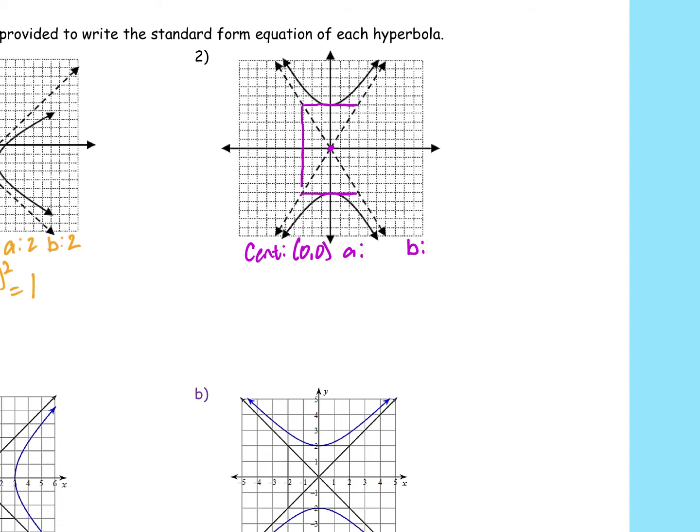asymptotes, because the asymptotes go through the corners of the rectangle, which makes it really easy to find out where it's at. So A is going to be 1, 2, 3. And B is going to be 1, 2, 3, 4, 5. Okay. And it's opening around the y-axis, so y goes first. So I've got y² over 25 minus x² over 9 equals 1.